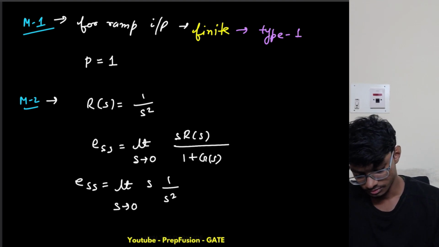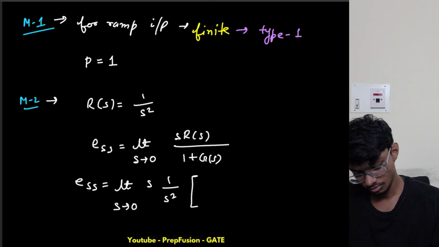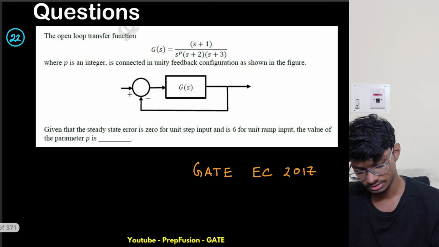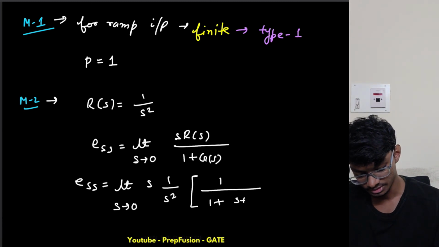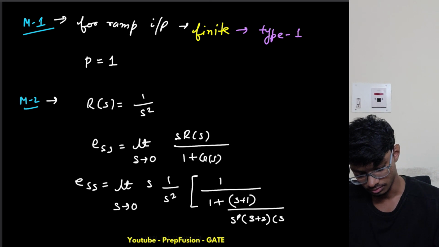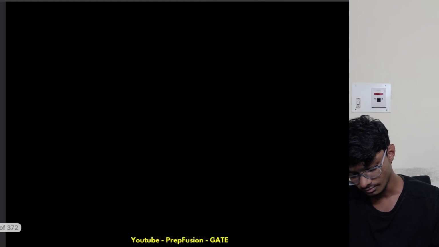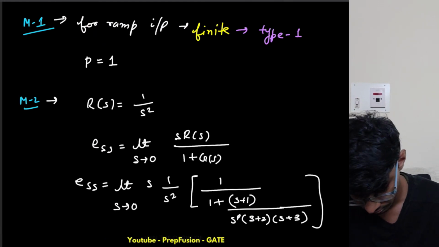So what is this equal to? This is equal to s R of s over 1 plus g of s. So this is simply s into this, which I have already written down here. I will just write 1 plus g of s. So this will be 1 by 1 plus g of s. What is g of s? G of s is this: s plus 1 divided by s to the power p into s plus 2 into s plus 3. So g of s is this. Now, if I further simplify this, what do I get?